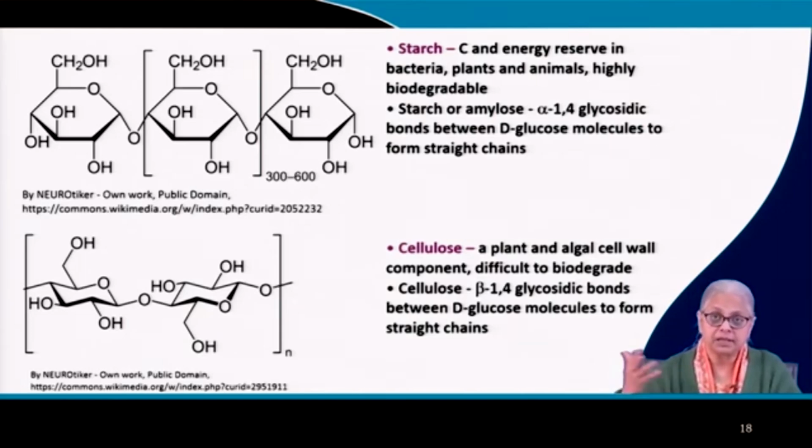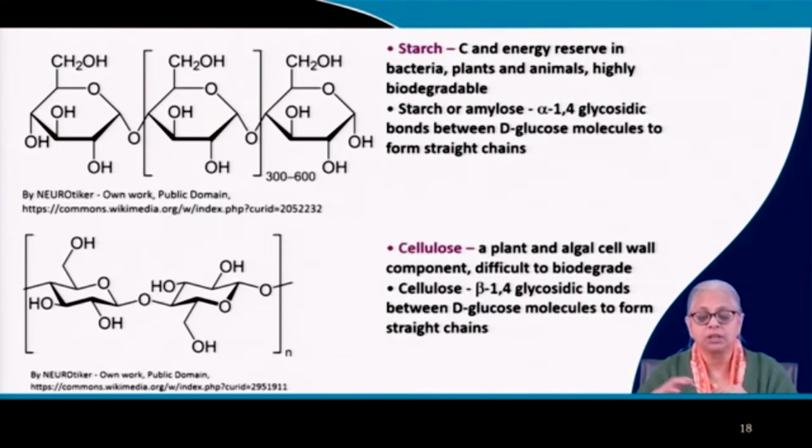When you eat rice and potatoes, you get a very quick energy release. So they are extremely good reserves of carbon and energy, not just for us, but for bacteria, for plants, for other animals. They're highly biodegradable, and they are basically polymers formed by alpha 1,4 glycosidic bonds. So starch, or amylose as it is also called, is basically nothing but D-glucose molecules that form straight chains.